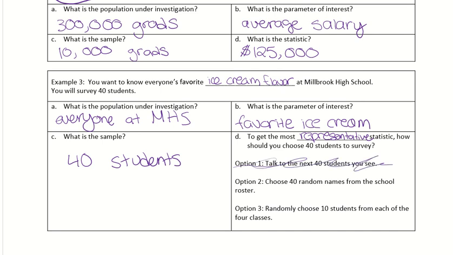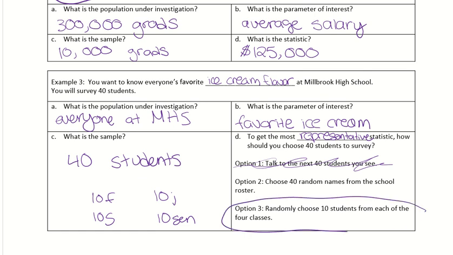Option 2 is a little bit better. Choose 40 random names from the school roster. That's better. But option 3 means randomly choose 10 students from each of the 4 classes. That means you're going to get 10 freshmen, 10 sophomores, 10 juniors, and 10 seniors. And that's actually a better representation of Millbrook than just choosing 40 random. If we randomly choose 10 from each class, that's going to be the best snapshot of Millbrook High School.